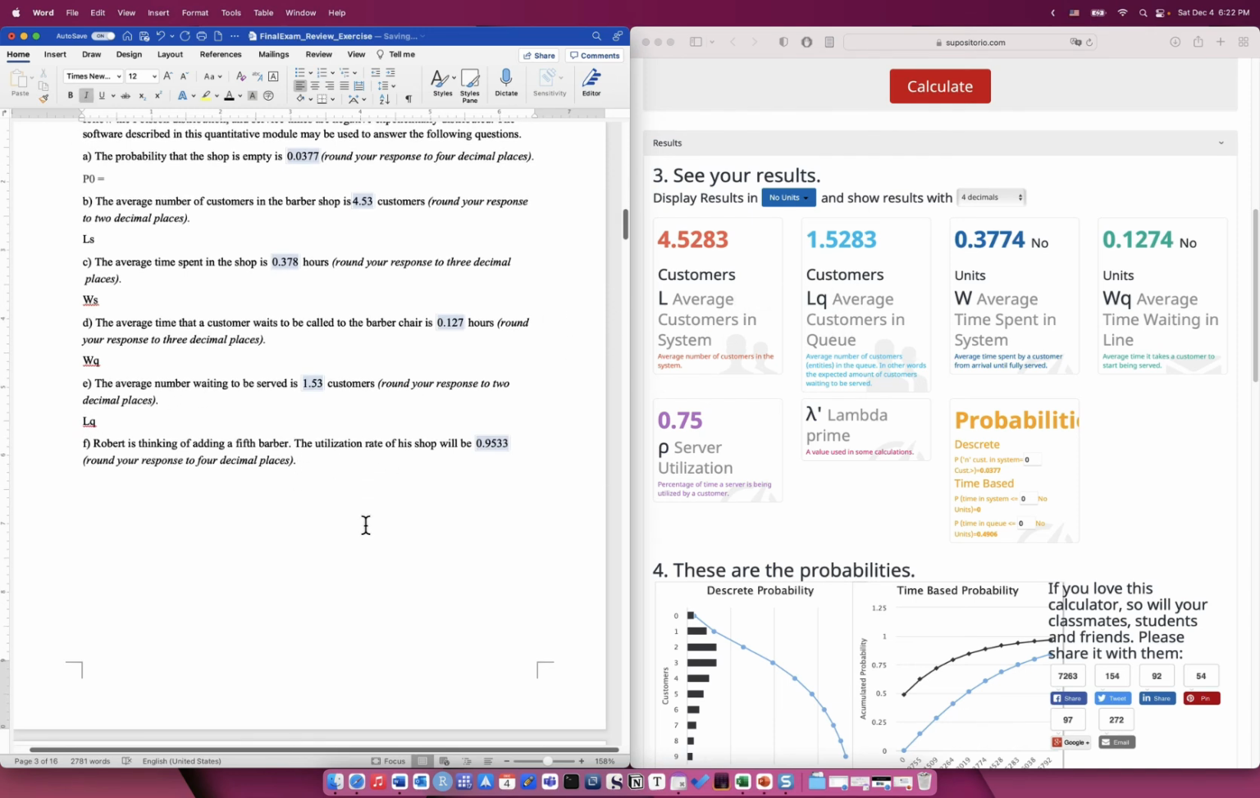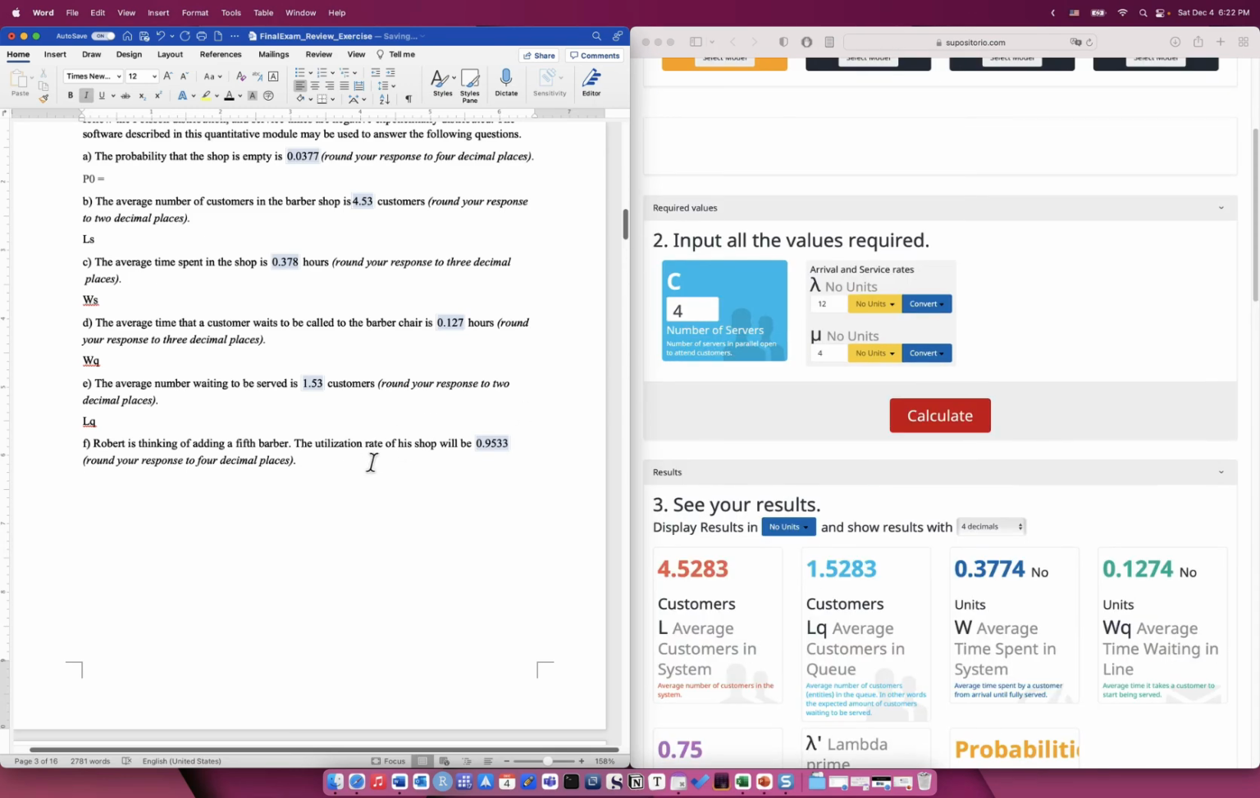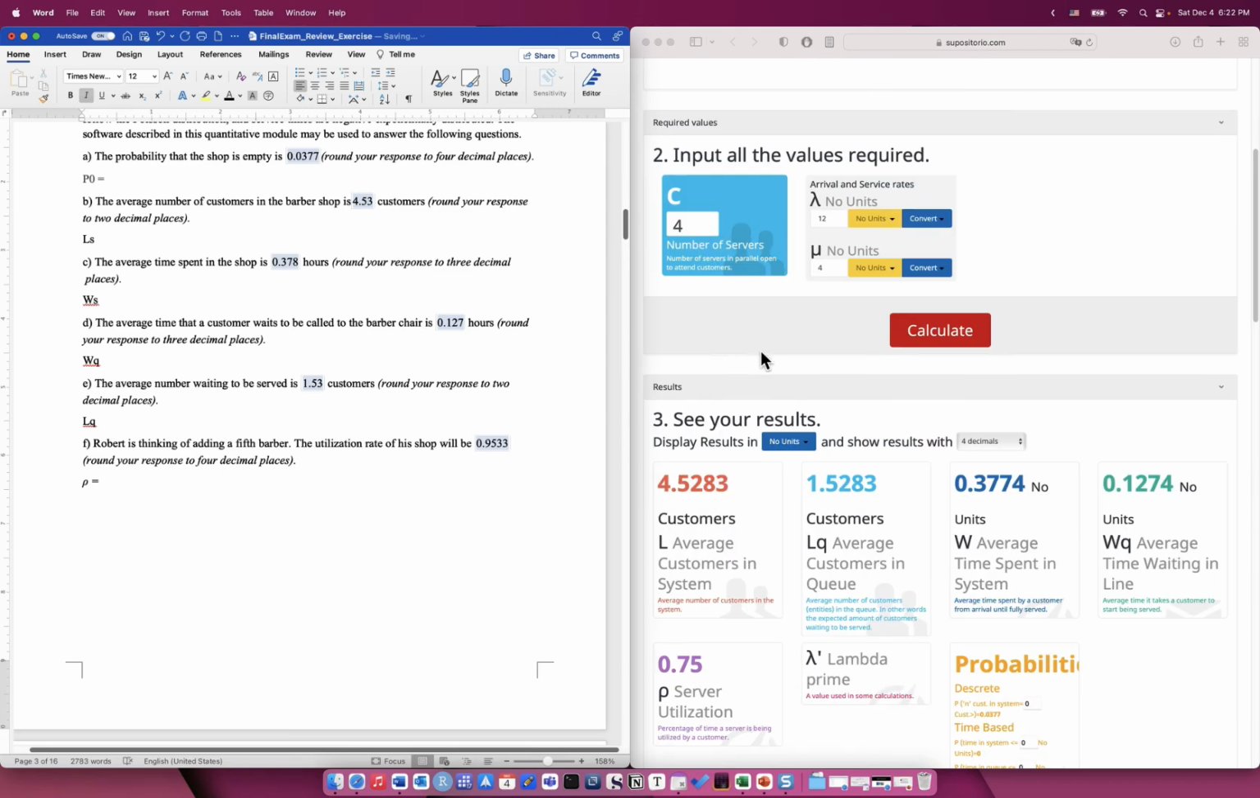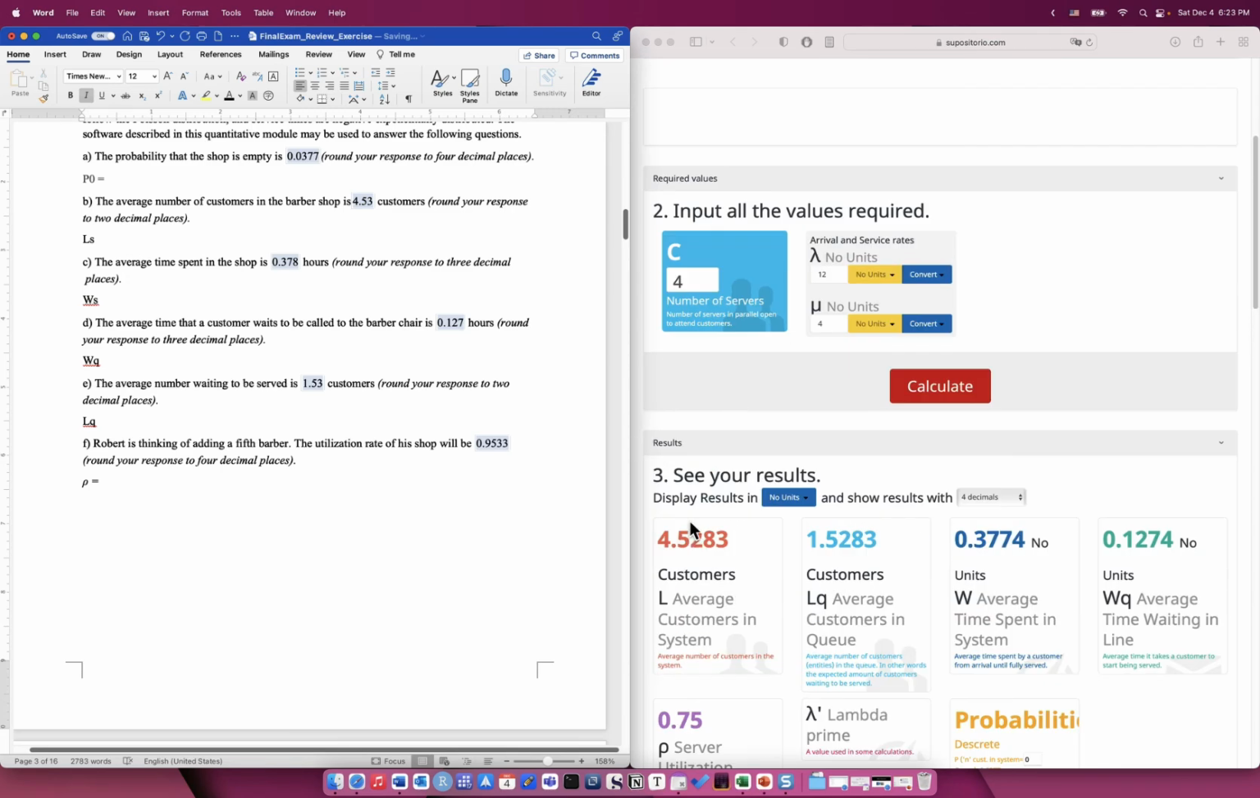And so the owner is thinking of adding a 5th barber. This gives a huge twist to the problem, if you're not using the software. Instead of 4, this is looking for utilization, which is our rho, right? Currently when there are 4 servers, your utilization rate is 75%.